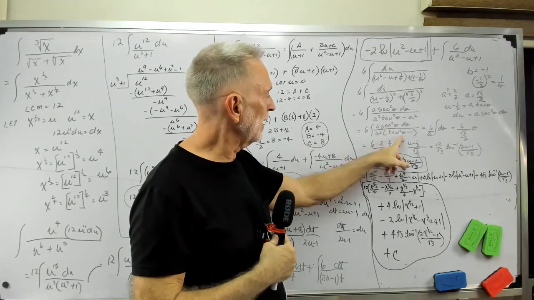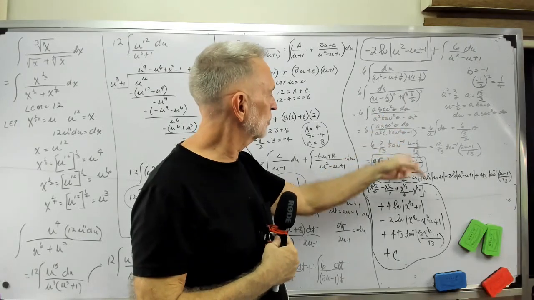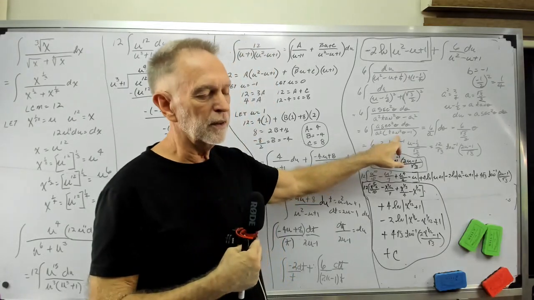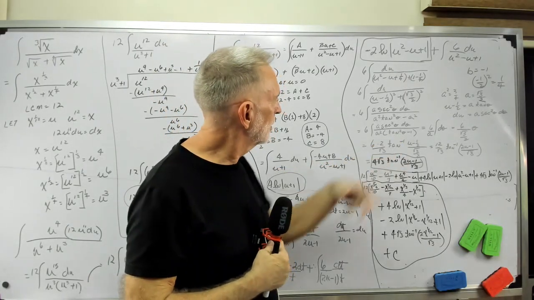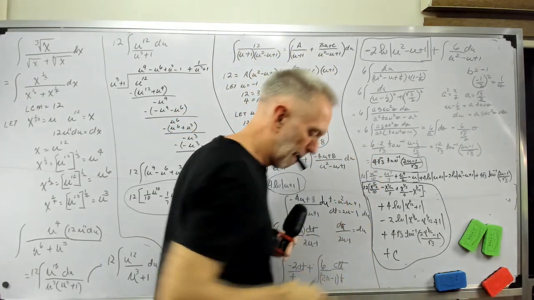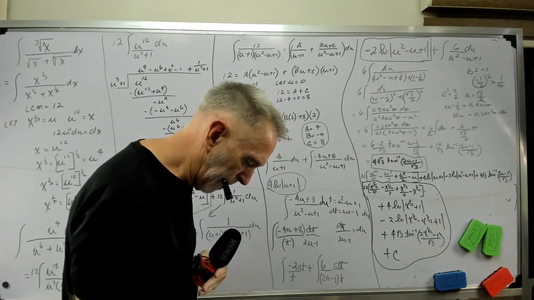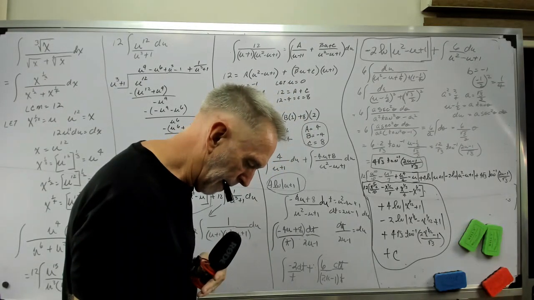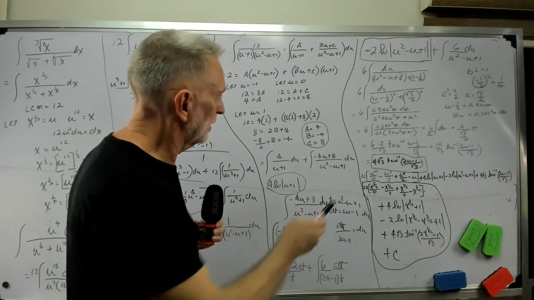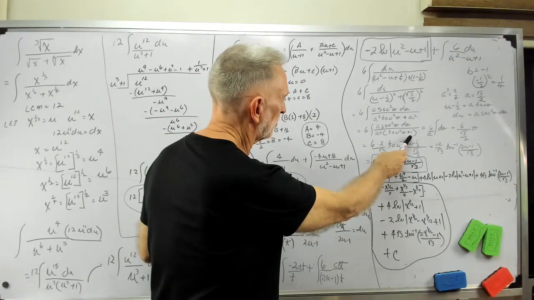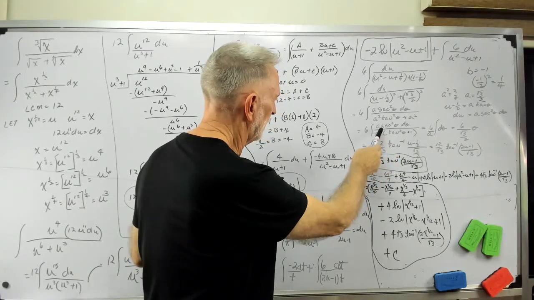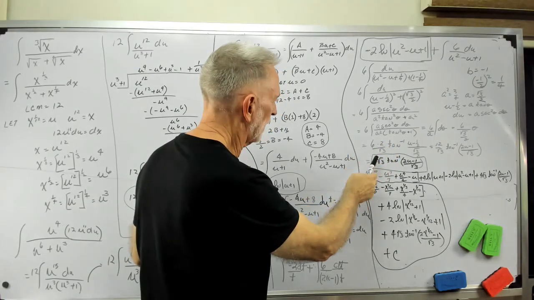Well, that is secant squared theta. So the secant squared, that's tangent squared theta. That's a plus, by the way. Okay, I think that was the only mistake I had there. All right, tangent squared theta plus 1 is secant squared, so those cancel. A divided by a squared gives me 1 over a.